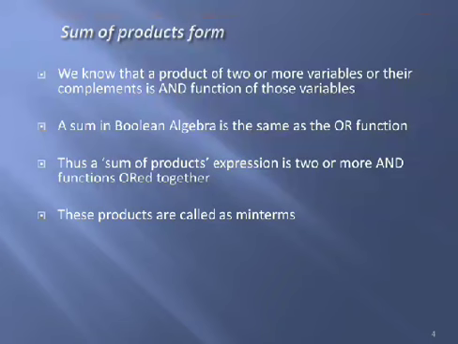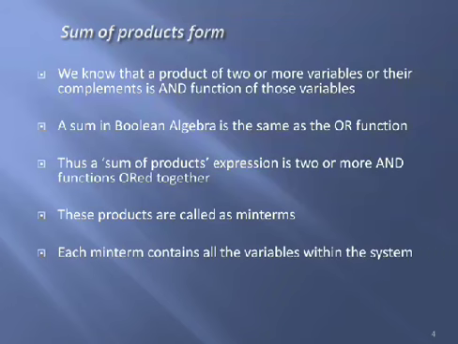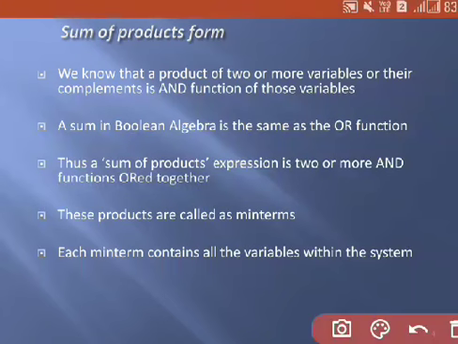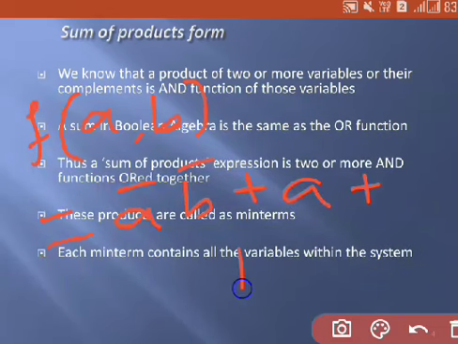So these products are called as minterms. Each minterm contains all the variables within the system. For example, if I am considering a two variable function, let us say f of a comma b, which I am defining as a bar b bar plus a b bar.